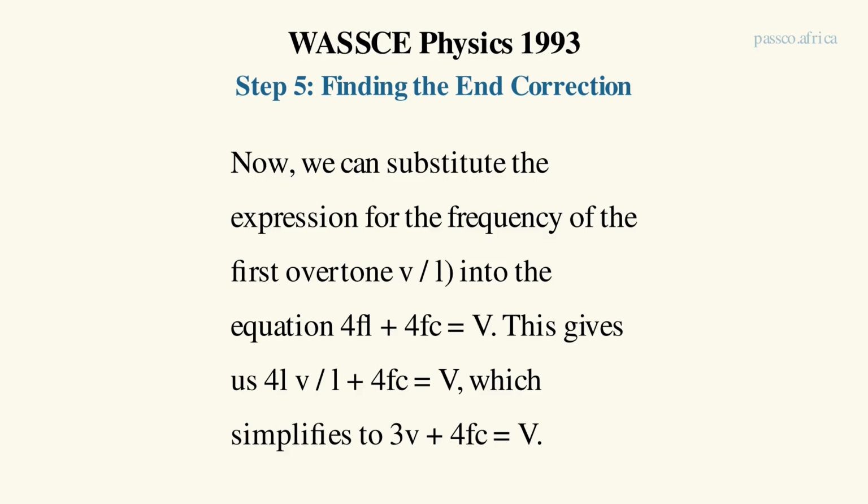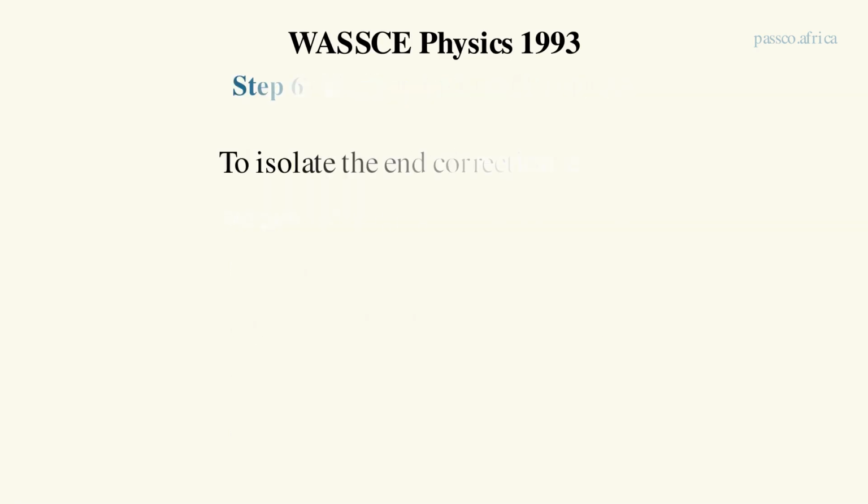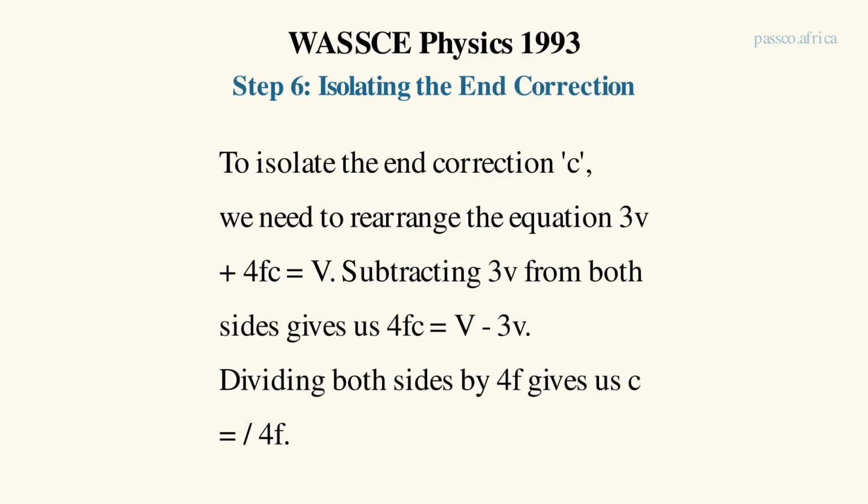Step 6. Isolating the end correction. To isolate the end correction C, we need to rearrange the equation 3V plus 4FC equals V. Subtracting 3V from both sides gives us 4FC equals V minus 3V. Dividing both sides by 4F gives us C equals (V minus 3V)/4F. Step 7. Simplifying the expression.